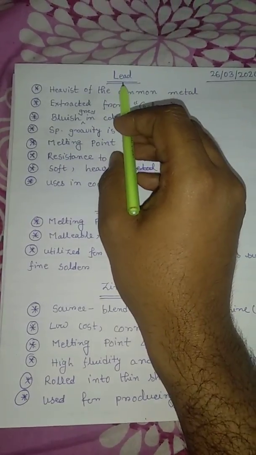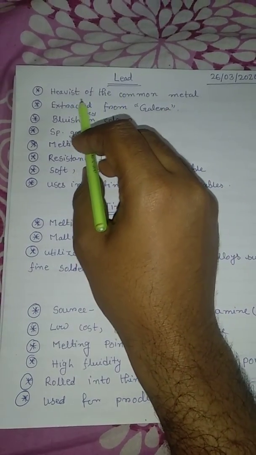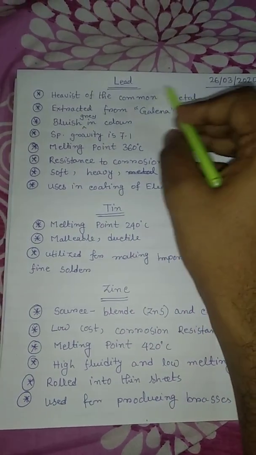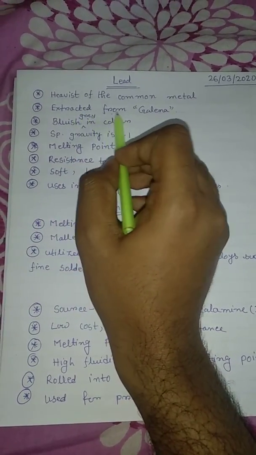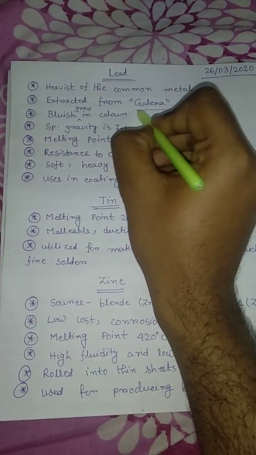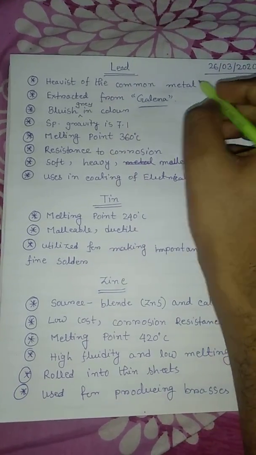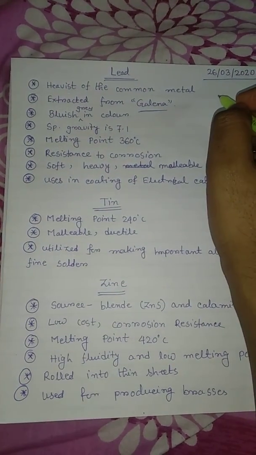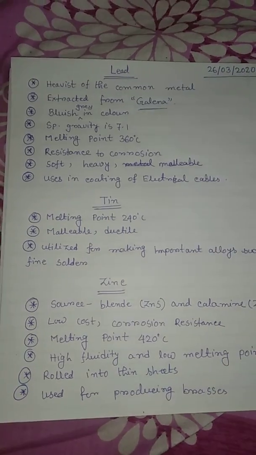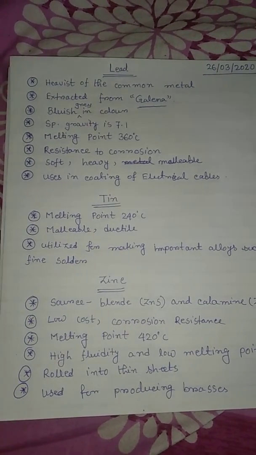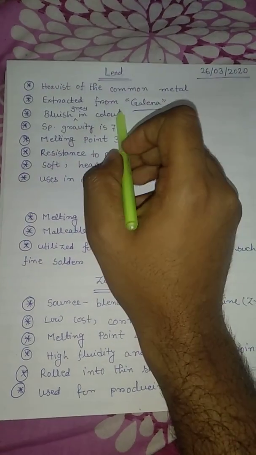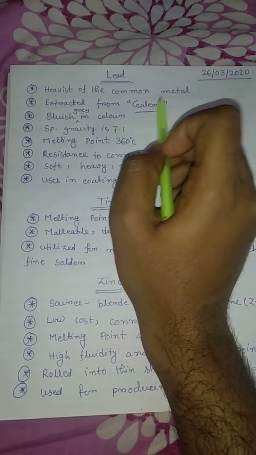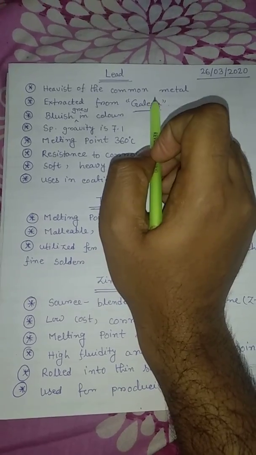Now, lead is the heaviest of the common metals. Out of the common metals, this is the heaviest, and it's basically extracted from galena. So, this is a very important term, galena. The question will be asked in your semester: lead is extracted from galena or bauxite or any other type of option will be given to you. The correct answer will be galena. So, the main source is galena.